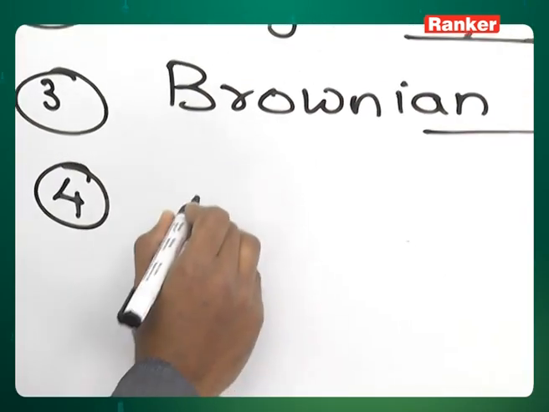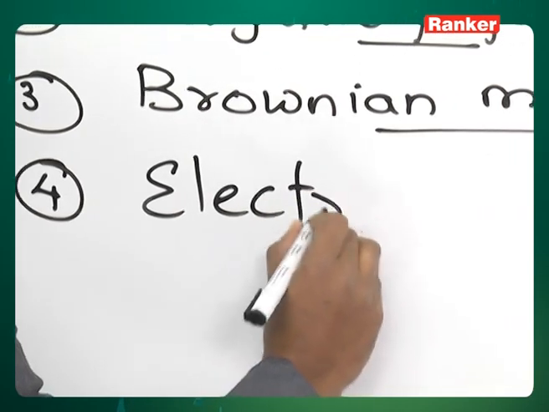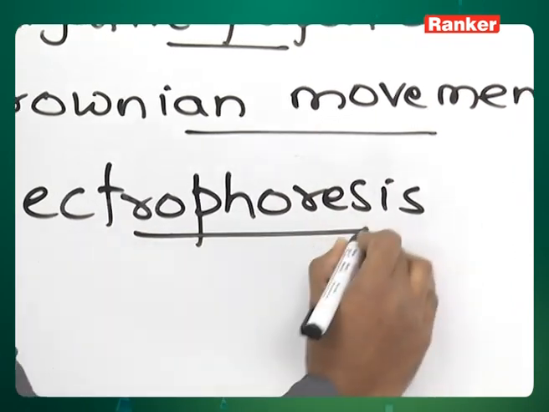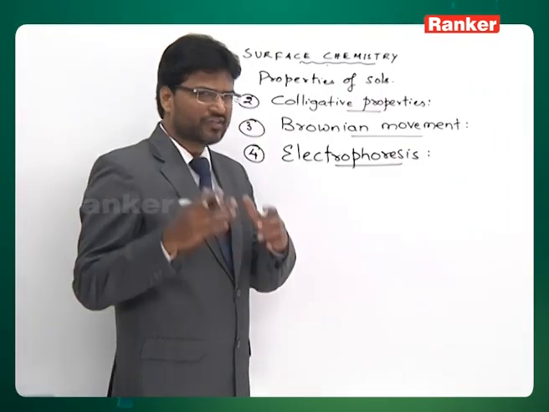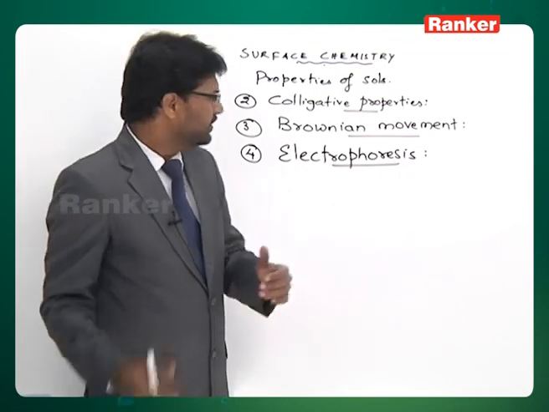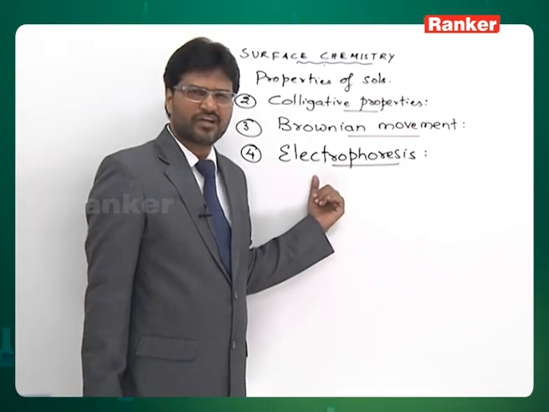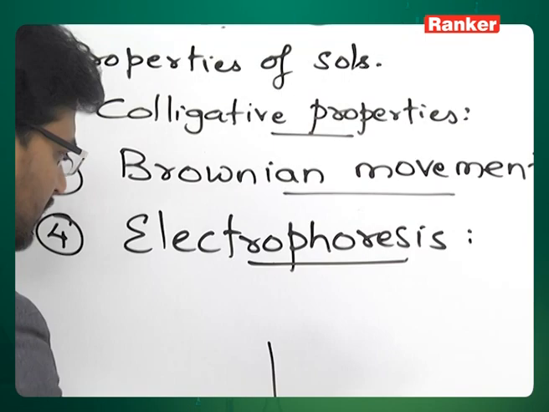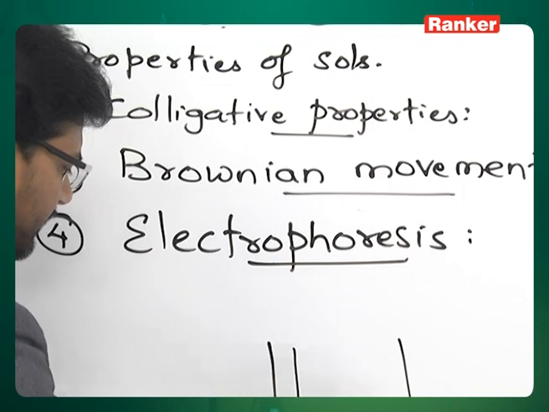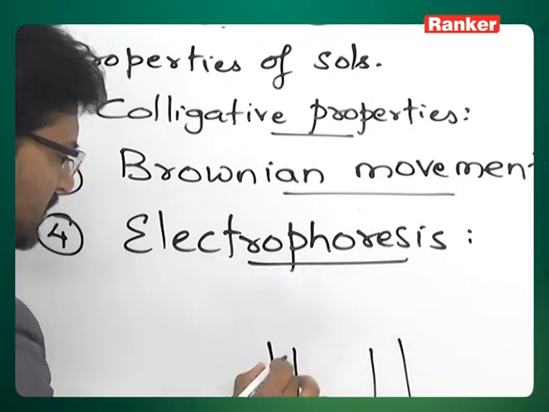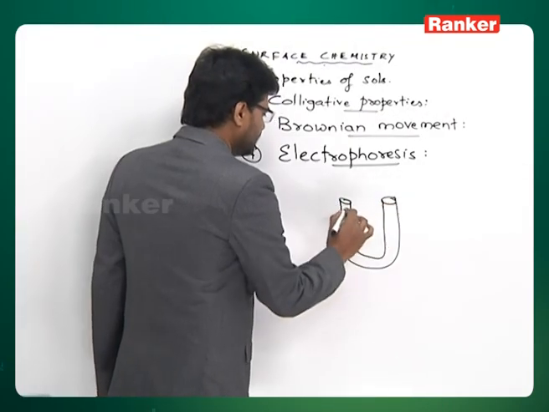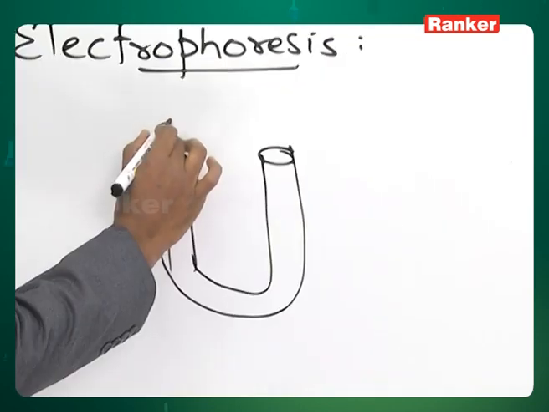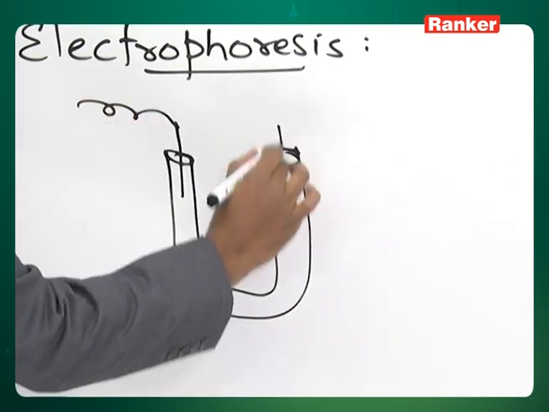Number 4 is electrophoresis. Colloidal particles, due to their charge, can carry current. Their ability to carry current is described as electrophoresis. This can be demonstrated using a U-tube. You have a U-tube filled with colloidal solution. Imagine this is a U-tube. Put 2 platinum rods in this, and what you have here is colloidal solution in the U-tube.